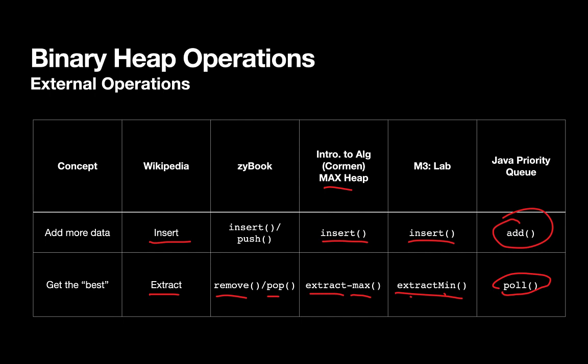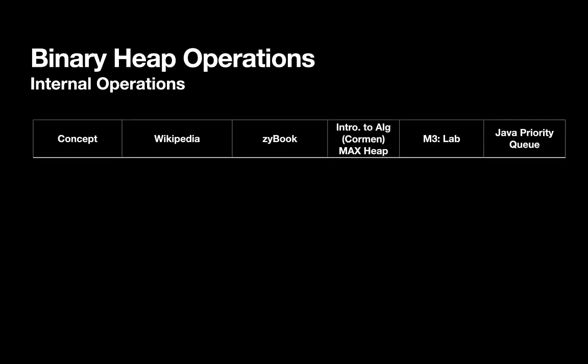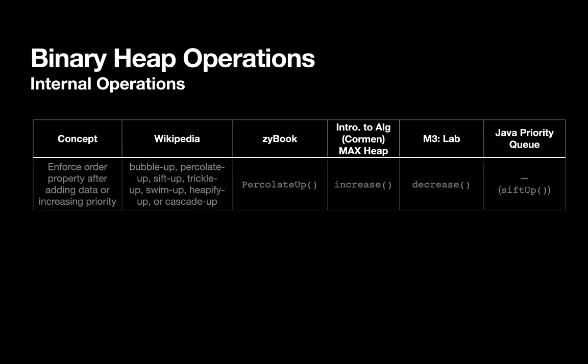Okay, so those are the external operations. Someone who wants to use a priority queue probably mainly cares about adding things to it and removing things from it. There are also some internal operations that are used to maintain the priority queue. Okay, so one of the internal operations is about moving values up the tree into the right place. So that would be enforcing the order property, or the concept of increasing the priority of something.